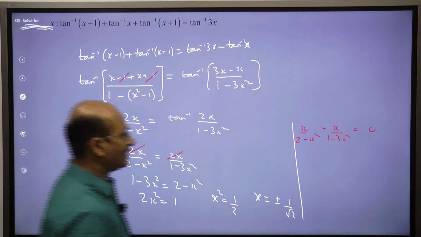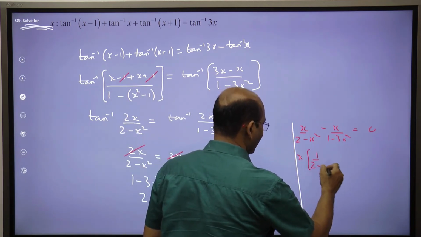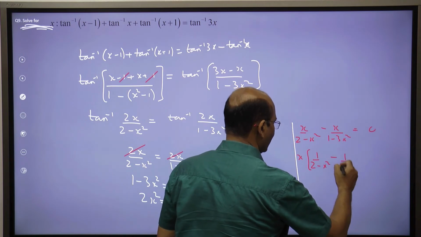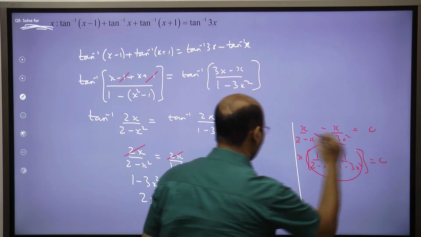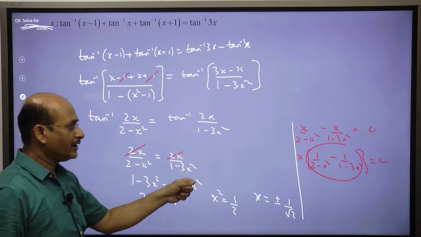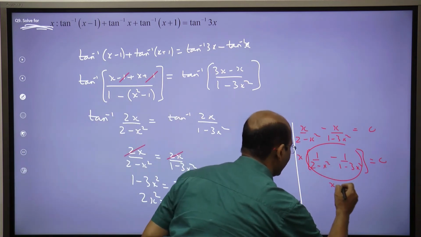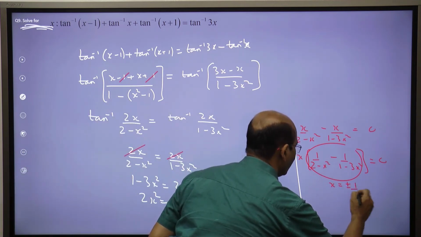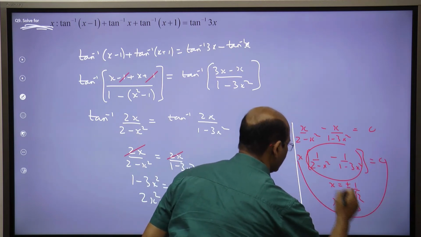Now what happens, let me tell you, if I take x common, this will be 1 upon 2 minus x square minus 1 upon 1 minus 3x square is equal to 0. This is exactly the working which you got, 1 upon 2 minus x square, 1 upon 1 minus 3x square. And what is the answer for this solution you got? In this case, you got x equals plus or minus 1 by root 2, and x is also equal to 0. So the other value is also there.